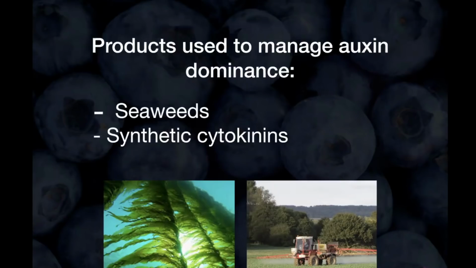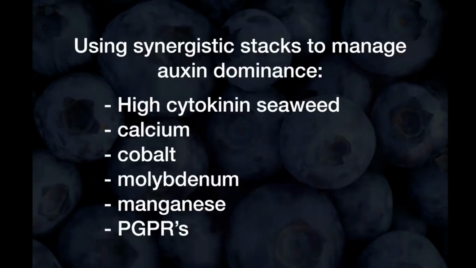So our approach to managing these hormones and these hormone applications is to develop what we refer to as synergistic stacks. So we work with the hormone itself, but then we combine it with synergistic nutrients so that we can have a compounded effect. So for this specific challenge, this specific cytokinin and auxin imbalance that I'm talking about, we use a stack that begins with a high cytokinin seaweed. That's kind of the foundational material. And then we add these various minerals. We add calcium and cobalt, molybdenum and manganese.